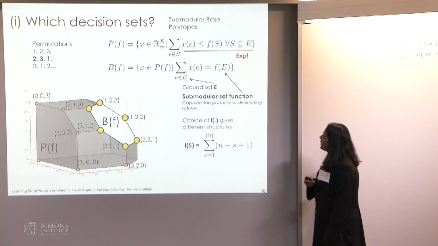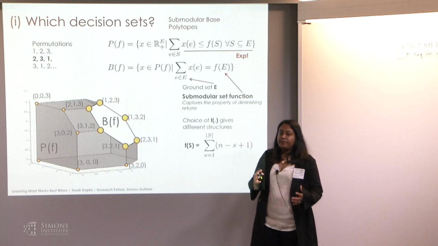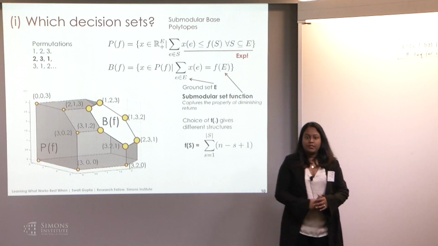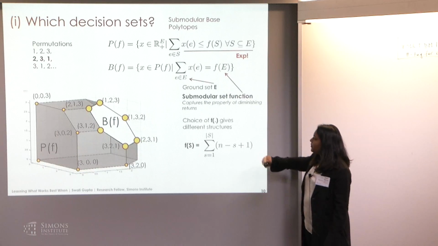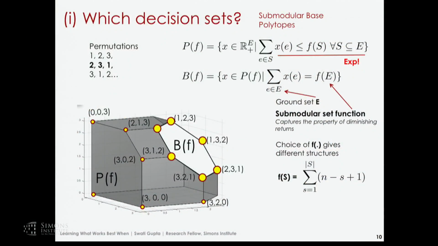Okay, and a different choice of the submodular function f gives you different combinatorial structure. So if you fix f to be the simple expression that's only based on the size of the subset, then you get permutations. If you fix it to something else that is based on the rank of a set of edges, the graphic matroid rank of a set of edges, then you get spanning trees, and you can essentially play with a lot of variety of the submodular function.